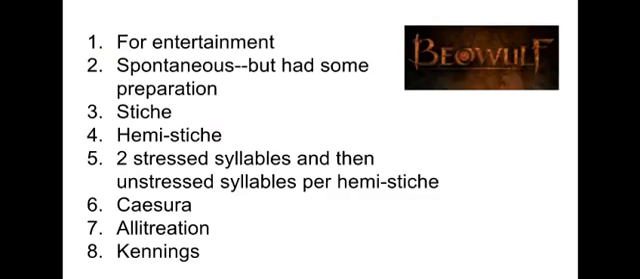So these are the things that you need to remember about poetic devices in Beowulf. First off, all these were done for entertainment. They were done spontaneously, but the people who sang them had some preparation. A stich is a whole line, and a hemistich is the half line. Each half line has 2 stressed syllables and then unstressed syllables. A caesura was that pause that allowed someone to take a breath after a half line. Alliteration, which is spelled wrong here, is the repetition of beginning sounds on those stressed syllables. And kennings were the short metaphors.